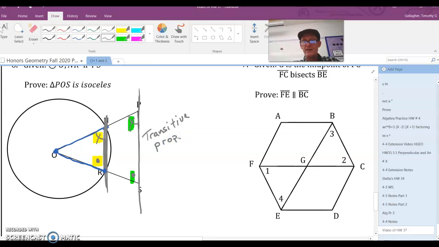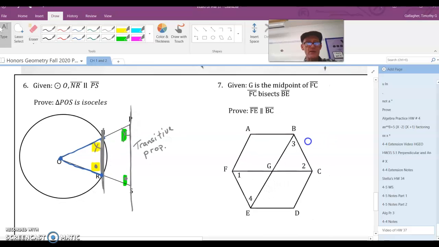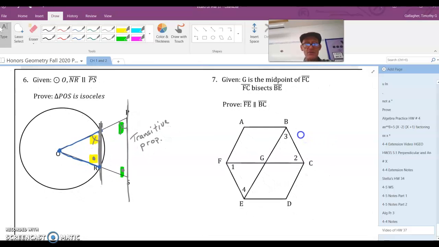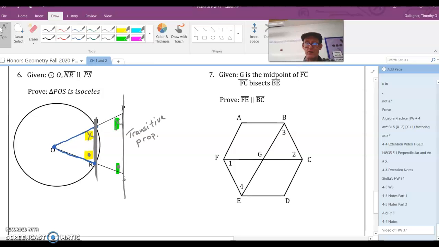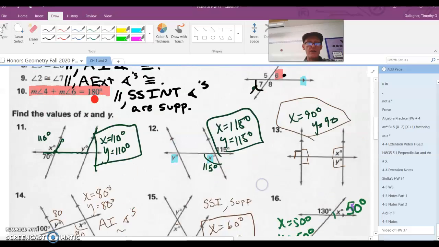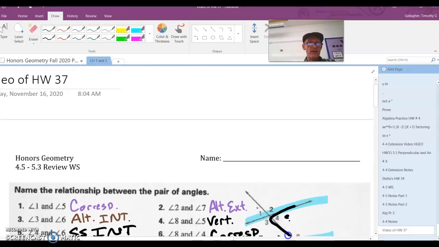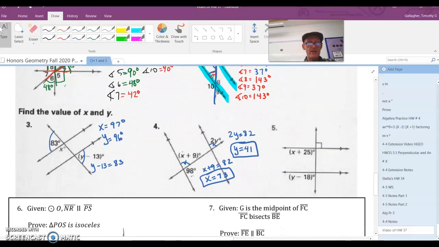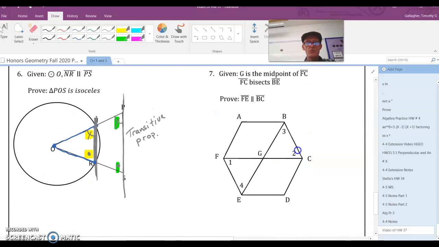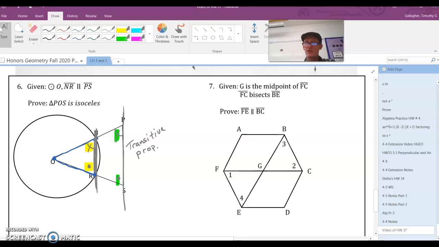Okay? So what I think I'm going to do here, folks, is I'm going to put these last 2 proofs on a different recording so that I can lay them out better. Okay? So check your work with the work here, and I will create a shorter video for these 2 proofs on this worksheet. Okay?